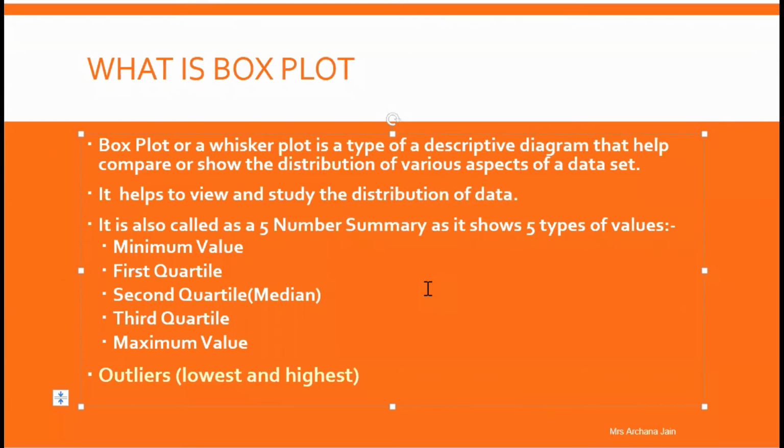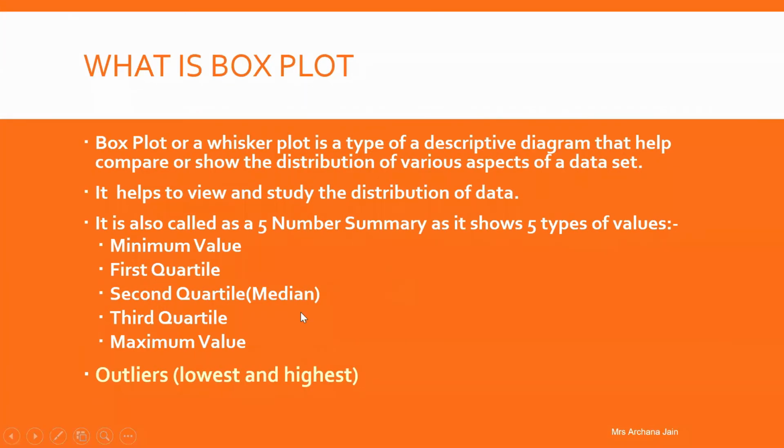That is, what is the minimum value, what is the first quartile, what is the second quartile, what is the third quartile, and the maximum value. And the other thing, it will provide outliers. So from the box plot, you are able to see what is the minimum value, which is the minimum value in the data series.